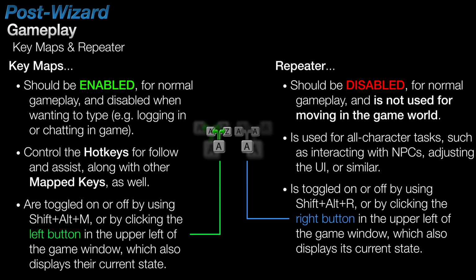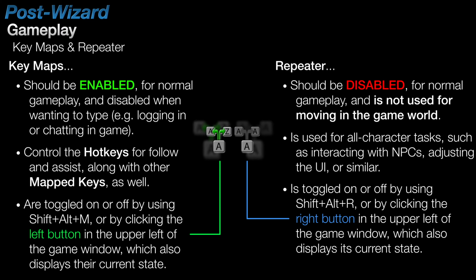I'll also mention again that key maps are toggled on or off by default with Shift-Alt-M, that's M for key maps, or by clicking the left menu button on the overlay in the corner. Disabling key maps essentially pauses ISBoxer's hotkeys that may be assigned to keys on your keyboard that you may want to use for typing, whether it's when speaking to other players, entering your password upon login, or whatever else. However, you will want to ensure that key maps are enabled during normal gameplay so that ISBoxer can broadcast its mapped keys and underlying actions to your characters. For example, key maps will need to be enabled for basic functions such as follow and assist to work correctly after you've properly set them up.